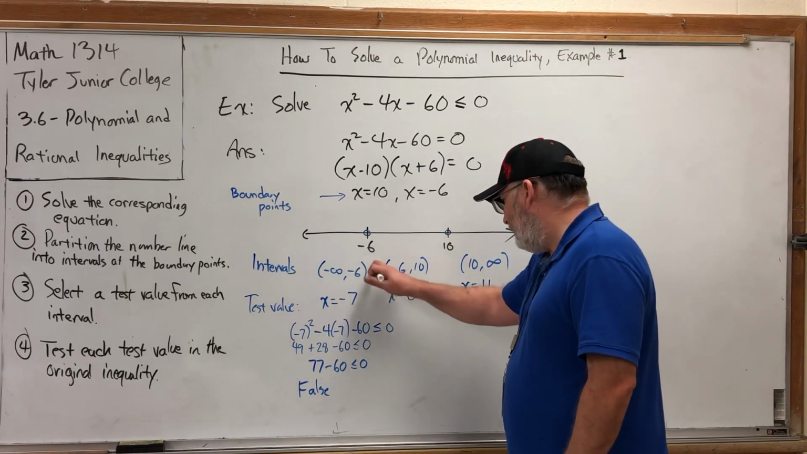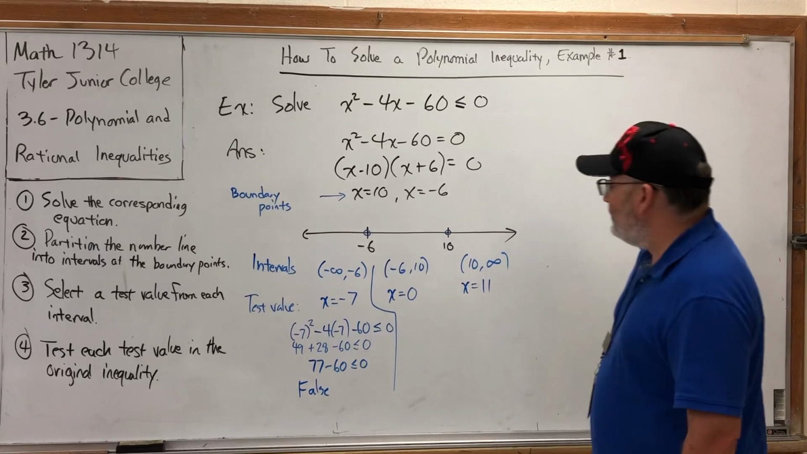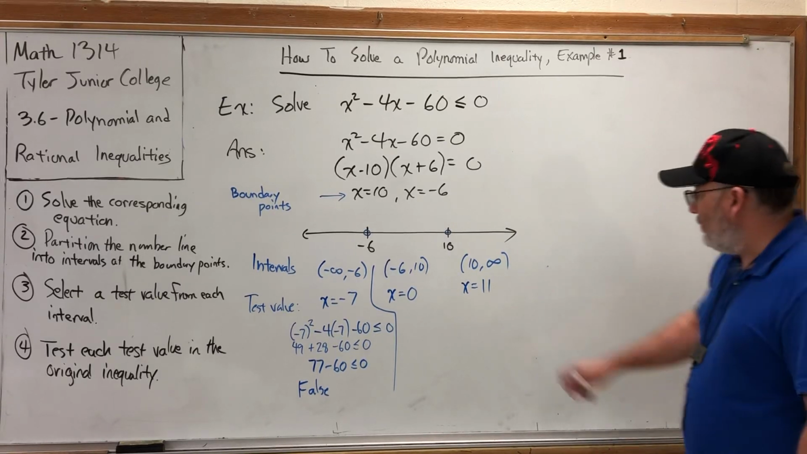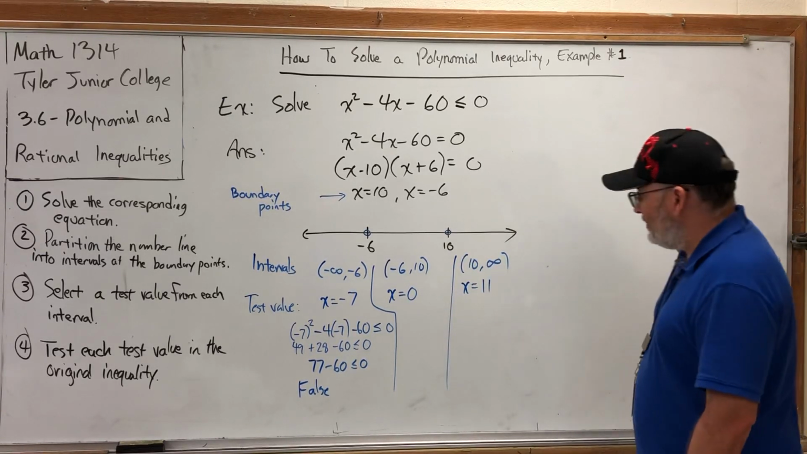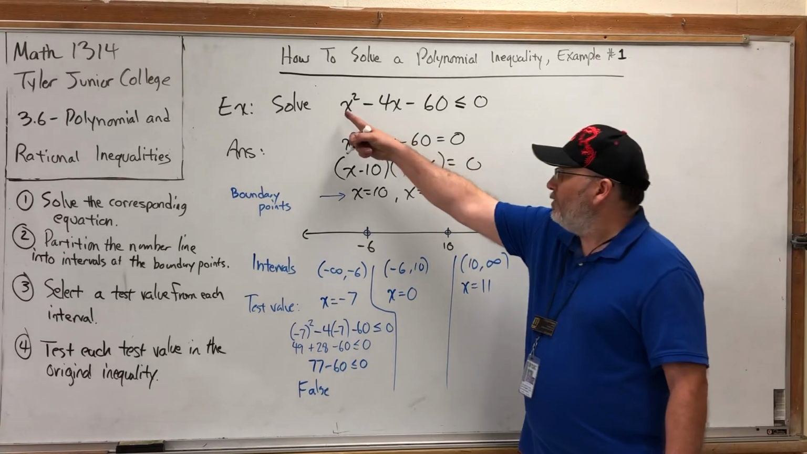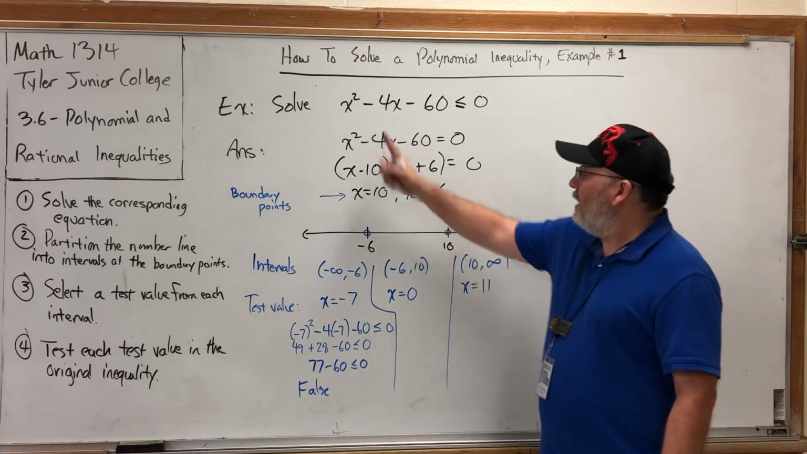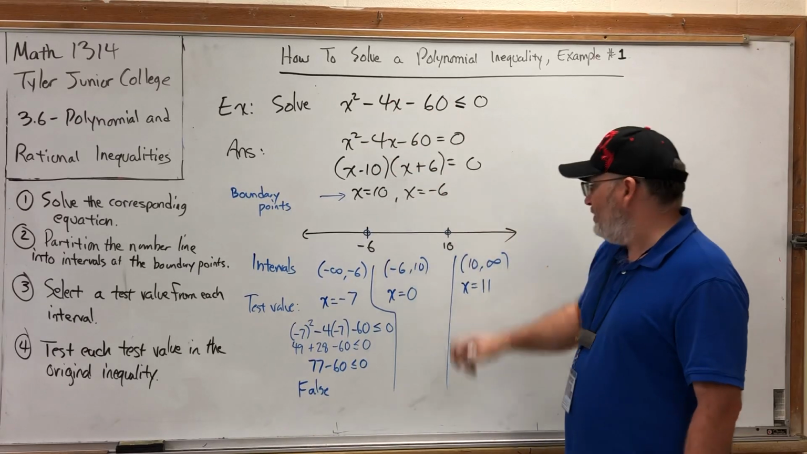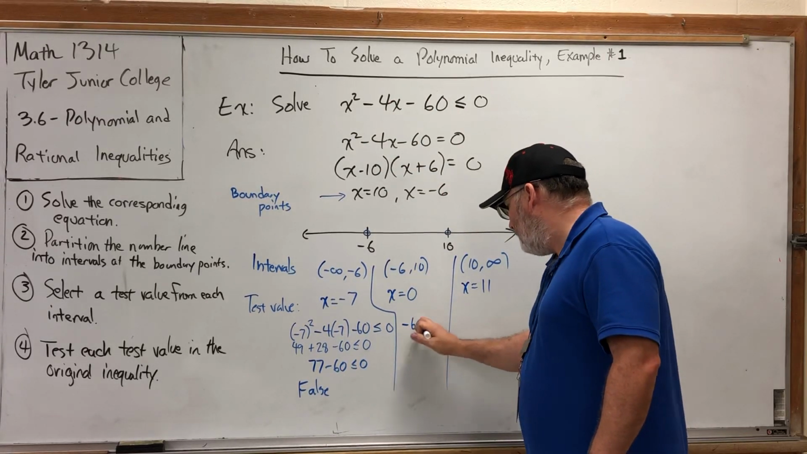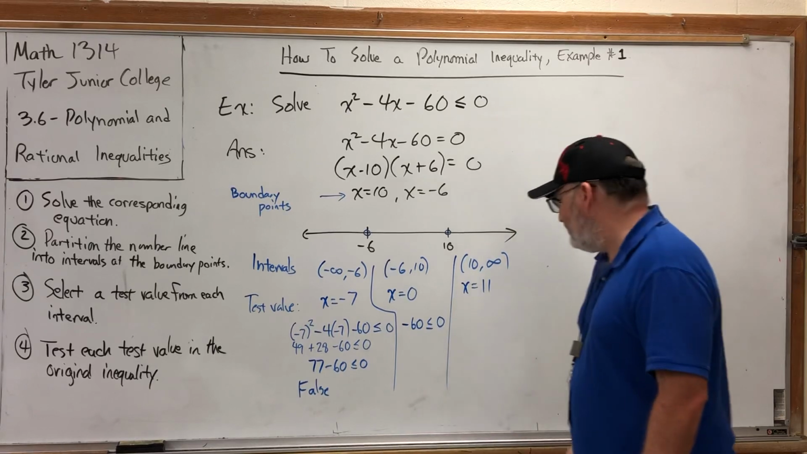And we have to check all of them. So x equals 0 will be easy. In fact, I'm gonna make up the room that I lost here with x equals 0. Because if I substitute 0 into the original inequality, I'll get 0 minus 60, which is negative 60. Negative 60 less than 0 is true.